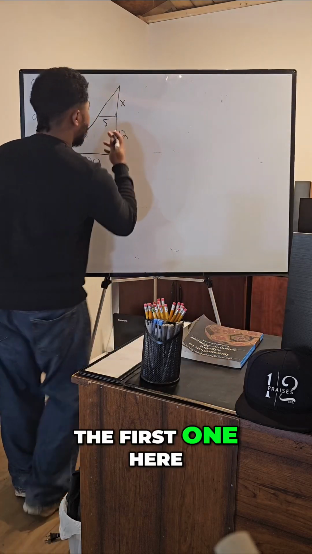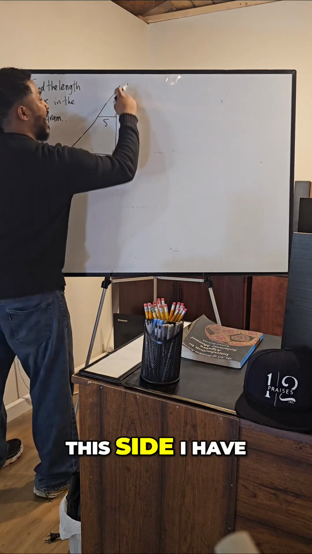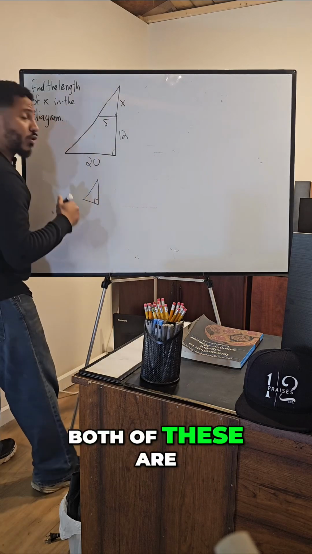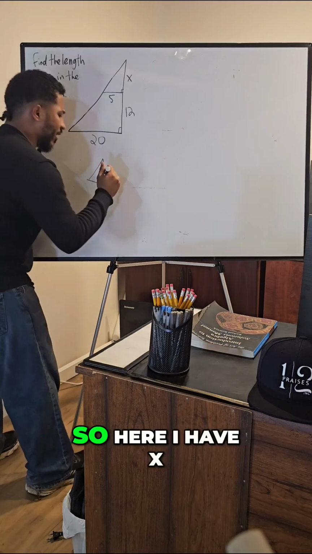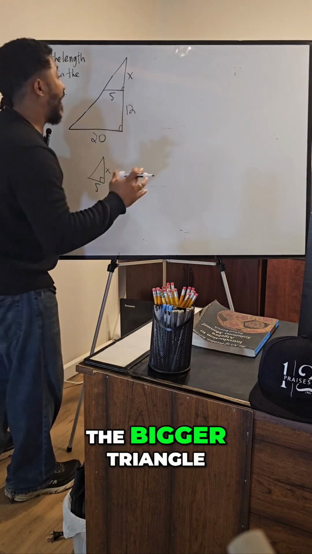So let's try it. The first one here, with the smaller triangle, we see, okay, what parts do I have for that smaller triangle? This side I have an x, this side I have a 5. So let's draw it. Okay, here's my smaller triangle. Again, both of these are right triangles, but that means that they're similar. So here I have x, and here I have 5. There's my smaller triangle. Now let's think of the bigger triangle, the whole thing.